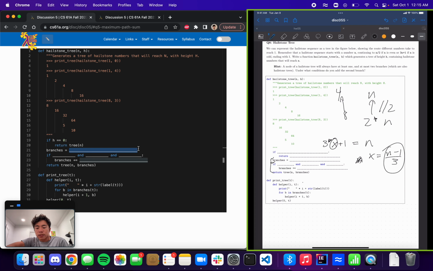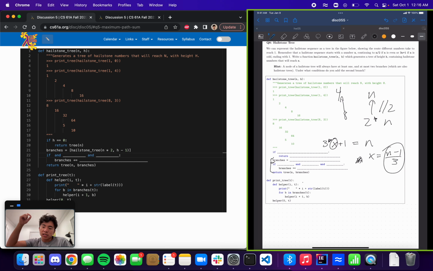And so starting off, we're going to have our guaranteed branch, the even branch. It's going to be hailstone tree of n times 2. So doubling that value, because that's always going to lead back to n. And we want a height h minus 1 tree from that. And then yeah, so we got that covered. And next up, we have 3 if conditions.